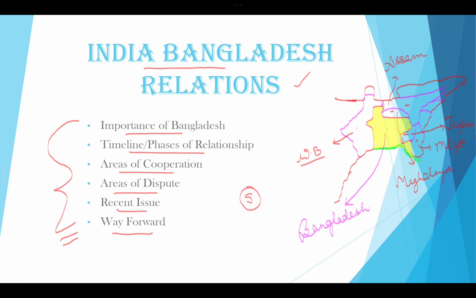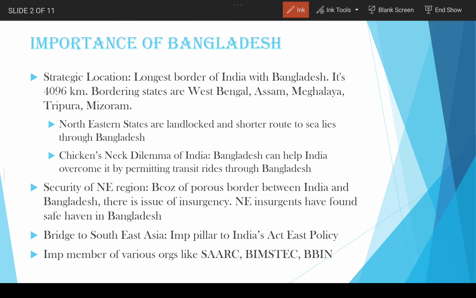Okay, so now let's talk about the importance of Bangladesh, and the most important thing we are going to talk about is the strategic location. Okay. So the thing is that India and Bangladesh, they are sharing a very long border of 4096 kilometers. And the bordering states are West Bengal, Assam, Meghalaya, Tripura and Mizoram. We have talked about them. I have shown you in the map as well that these are the 5 states which are sharing borders with Bangladesh.